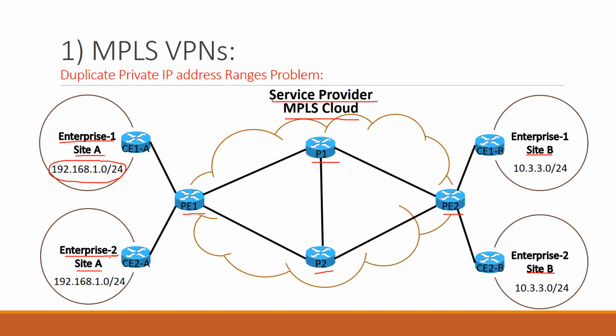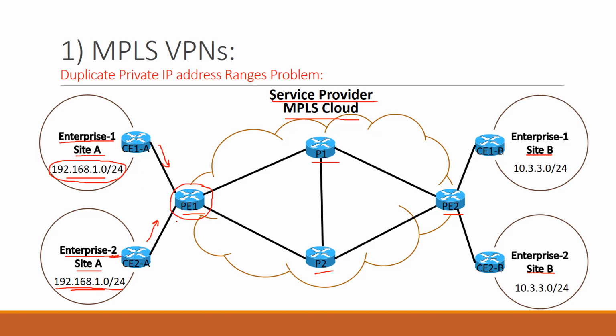And similarly for enterprise 2 site A, we just want to make the problem clear for you. Site A for enterprise 2 uses the same prefix 192.168.1.0. So without MPLS, using the normal MPLS unicast IP forwarding, this router will advertise this prefix, and this router will advertise this prefix. This one will be crazy.